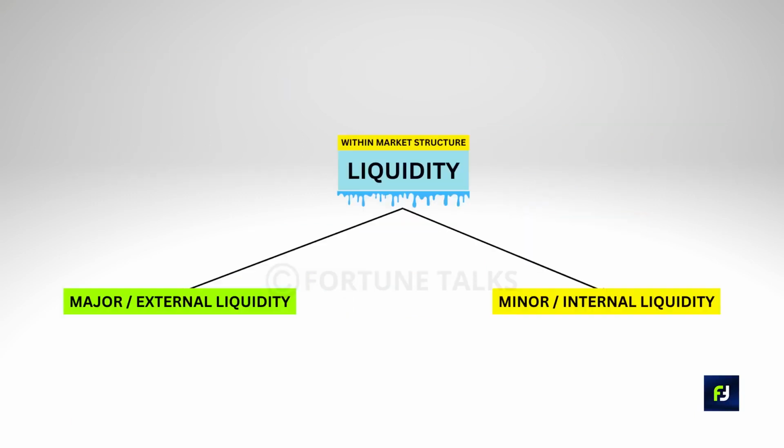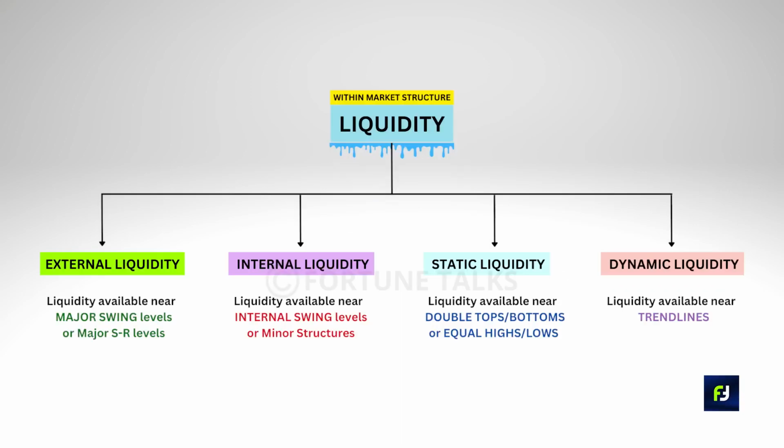Now, in the previous episode on liquidity, I classified liquidity based on market structure as internal and external liquidity. But looking at a much broader perspective, we can categorize liquidity into four types, of which the latter two are actually applicable to the previous two classifications. I will explain this right now. But first of all, the different types of liquidity classifications are external liquidity, internal liquidity, static liquidity, and dynamic liquidity.